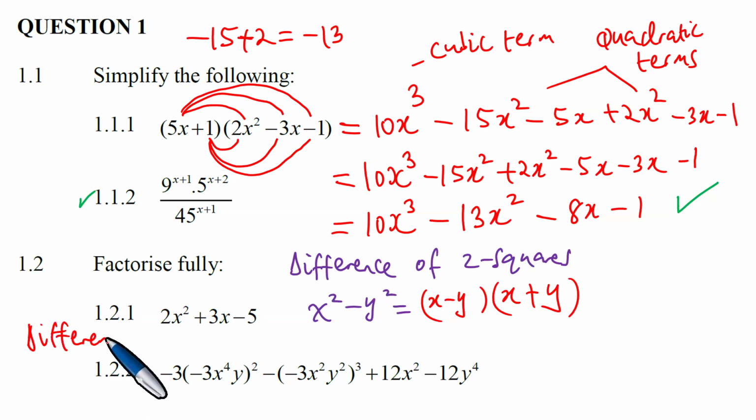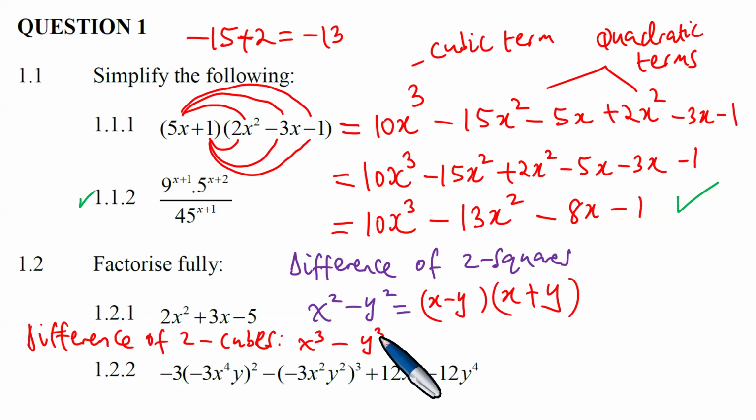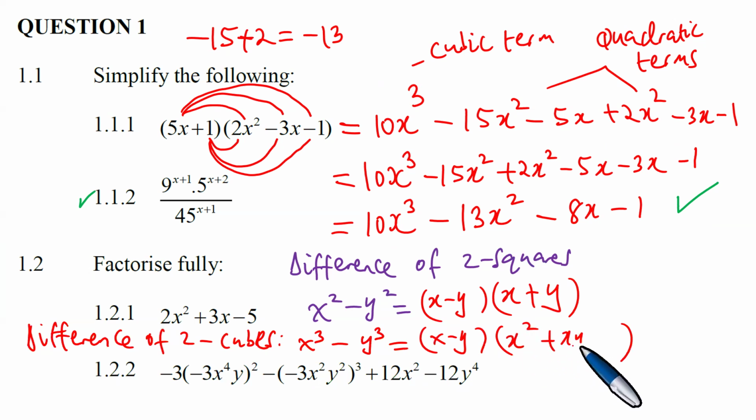The difference of two cubes, which is y cubed minus x cubed, is equal to what? X minus y, and then x squared plus xy plus y squared. Okay. So this becomes the difference of two cubes.